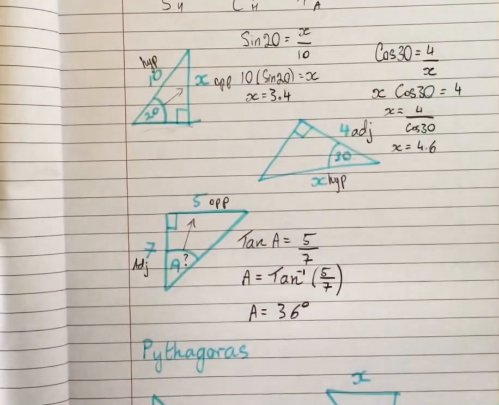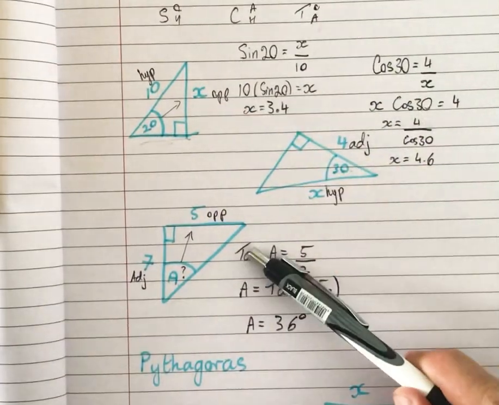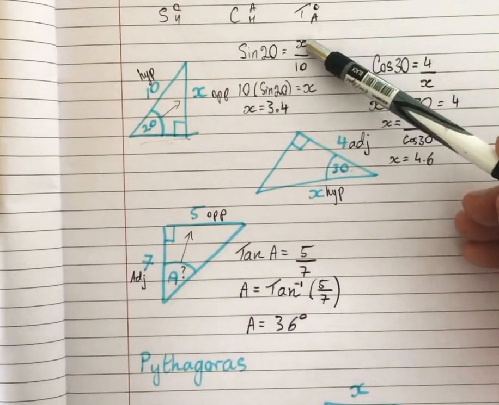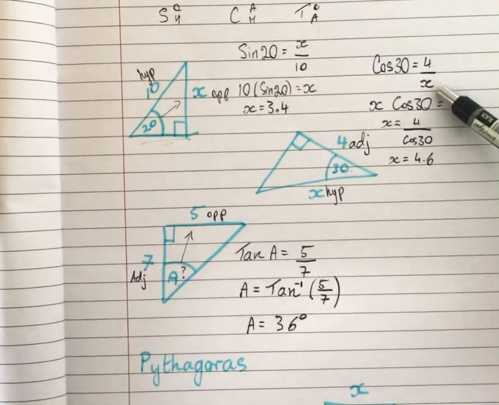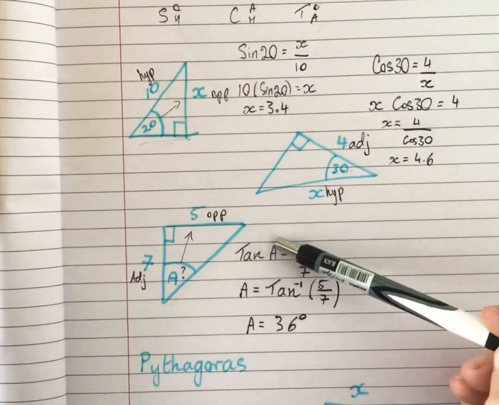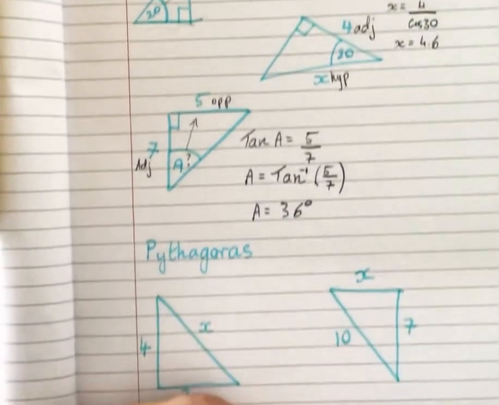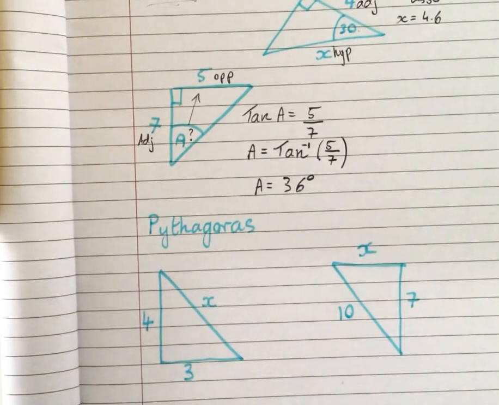Now, there are three ways. First of all, we use sine, cos, and tan. But this is when we don't know the letter above the line. This is when we don't know the side below the line. And this is when we don't know the angle in the question. Now, we're going to move on to Pythagoras. And there's two ways Pythagoras' theorem comes up as well.